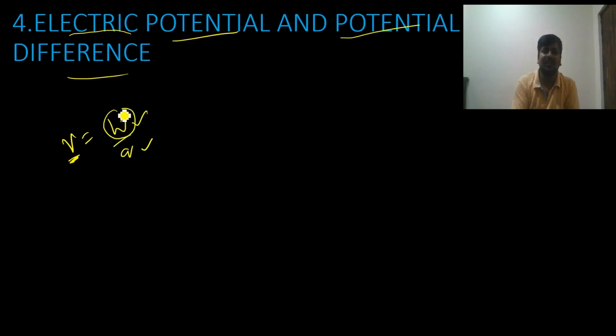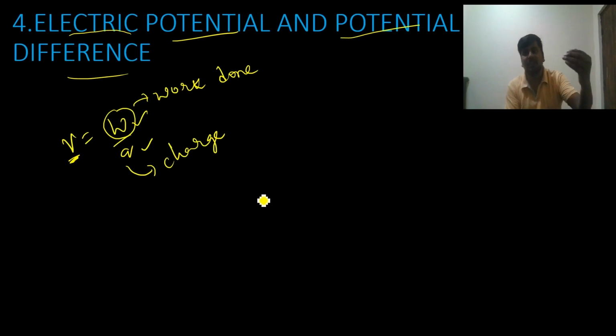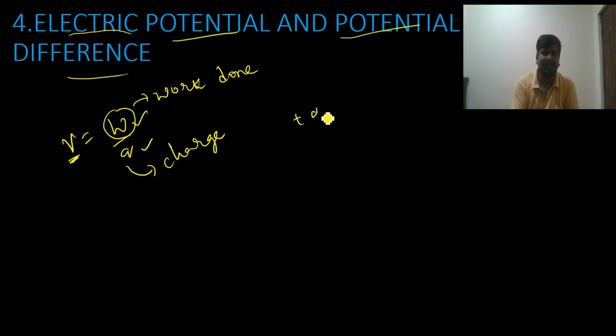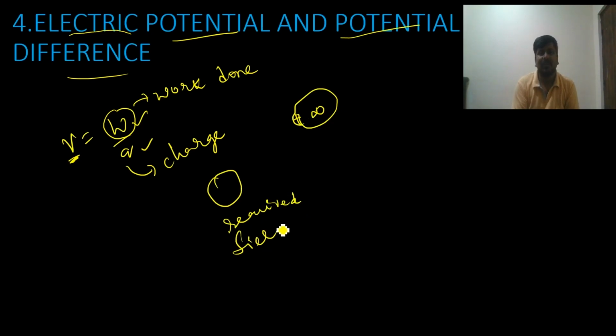So W is the work done, work done to bring unit positive charge from infinity to the required field. So I am considering this point as infinity, and this is the required field. If you take this required field, what happens? I bring the unit positive charge from this point, so that will be considered as the electrical potential.